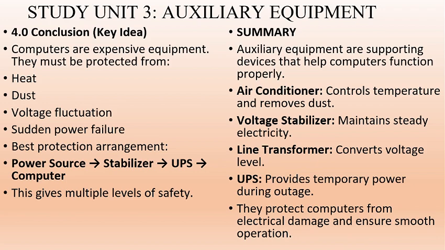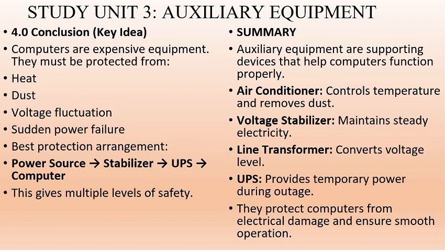So I was talking about auxiliary equipment here. They are supporting devices that help the computer to function properly. And we talked about the examples. We have the air conditioner, we have the voltage stabilizer, the line transformer, and we have the UPS. These are the 4 types of auxiliary equipment that we talked about in our last class.